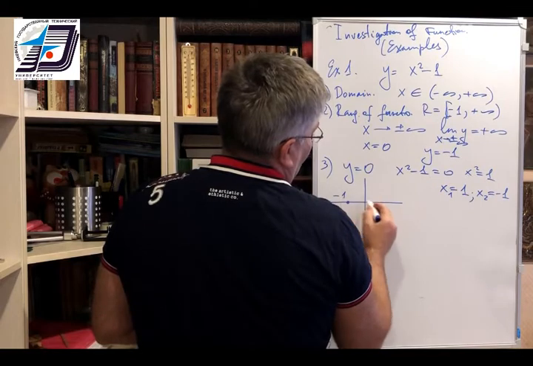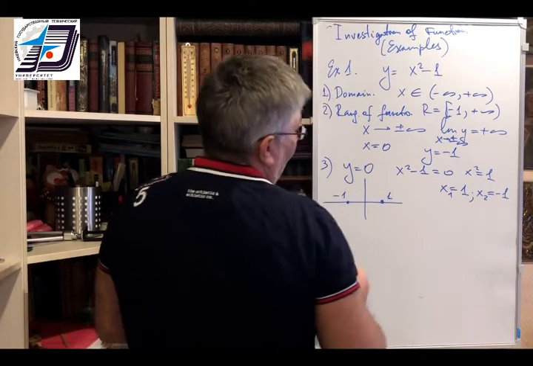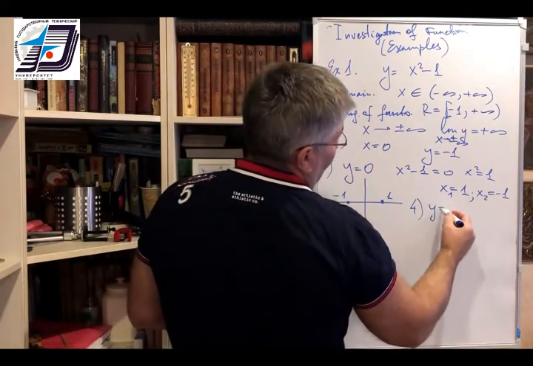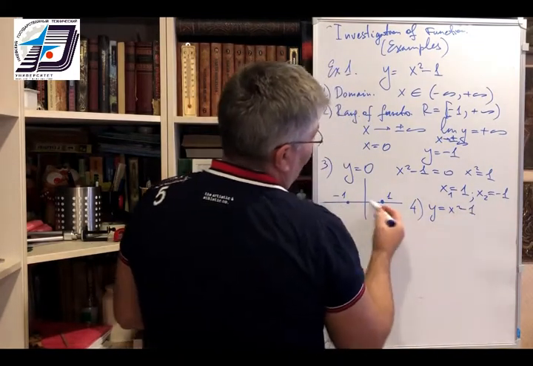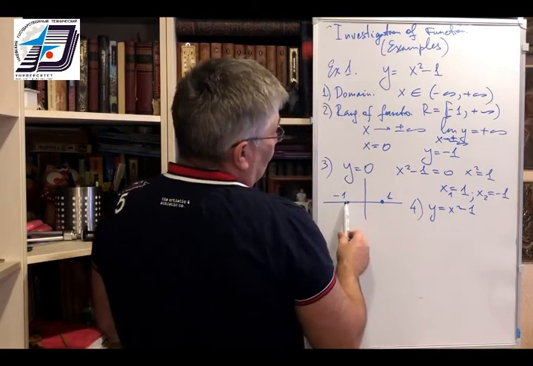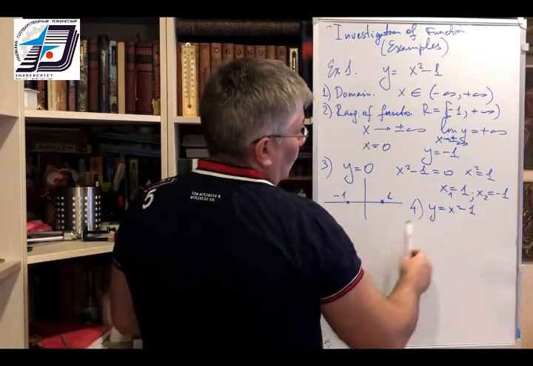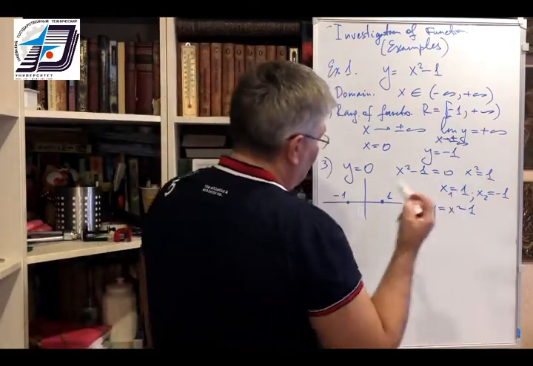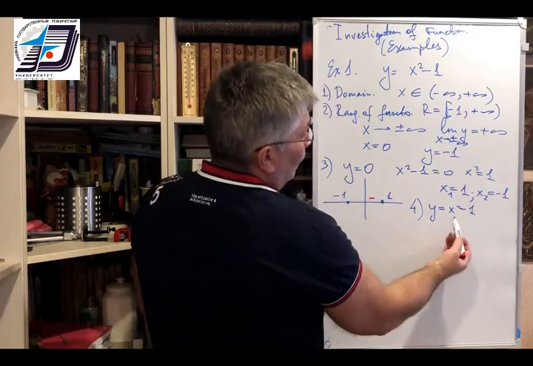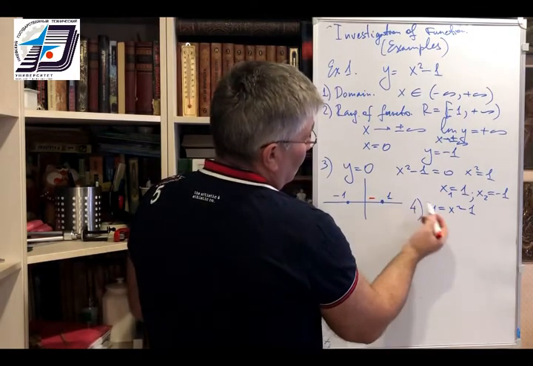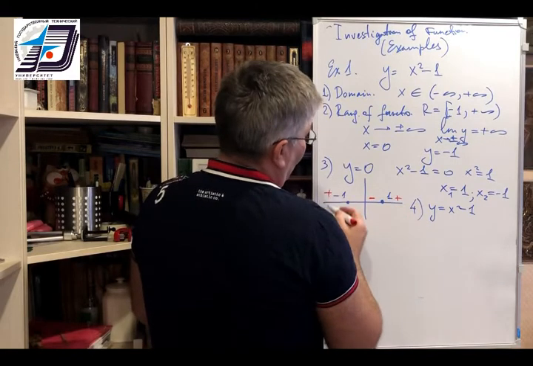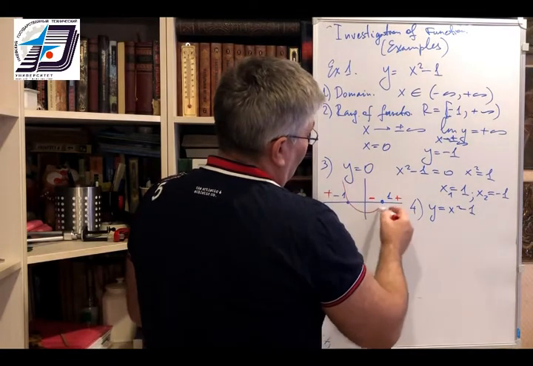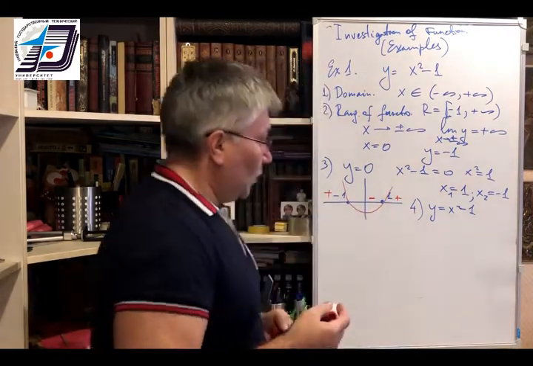Minus 1 and 1. And by the way, I have to define the sign of this function within all intervals. Between minus 1 and 1, y equals x squared minus 1, positive or negative? It is negative. If x is more than 1, it is positive. So now it's clear that this function looks like this one curve.